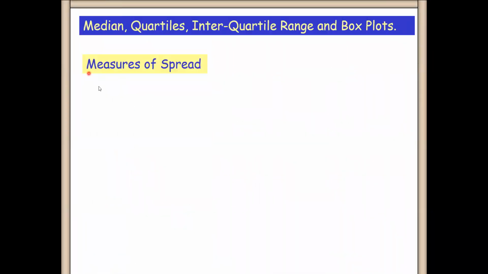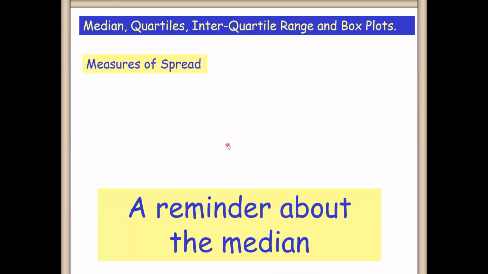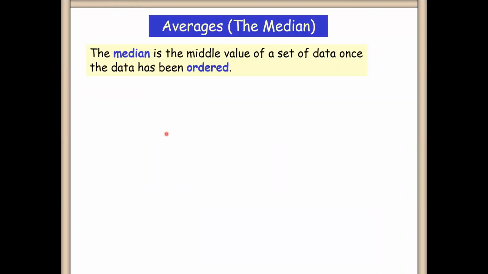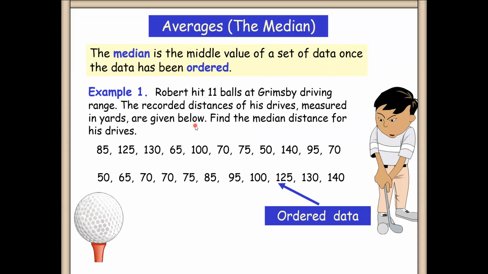So we're going to move on to the next one. Before I go there, we're going to talk about the median. What is the median? The median is the middle value of a set of data where the data has been ordered, or you could say sorted. So we got to sort the data first.